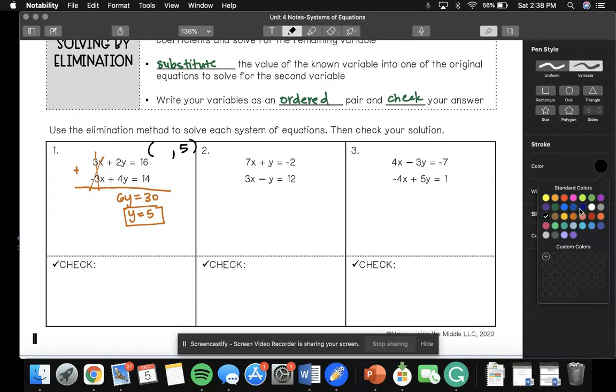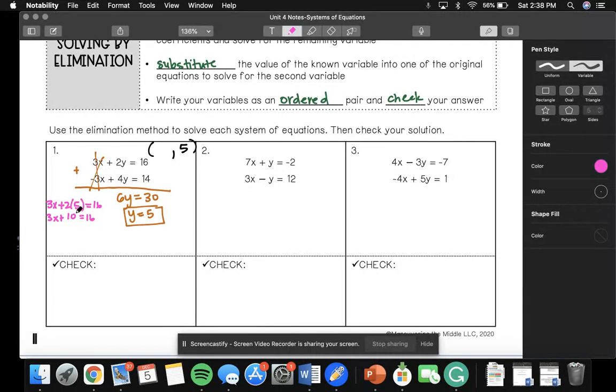Then I know the answer to one of them, so I'm going to pick either equation and plug in 5 for y and see what my x value is. So I'm going to use the top one just because there's no negatives. So I have 3x plus 2y, so 2 5s, equal to 16. 2 5s would make 10.